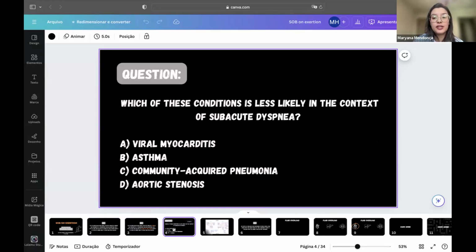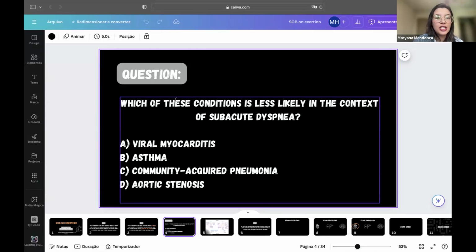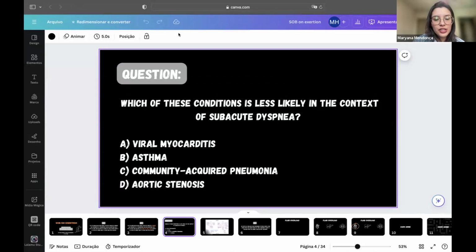which of these conditions would be less likely in the context of a subacute dyspnea? And you can put your answers in the chat. So we can discuss a little bit about that.